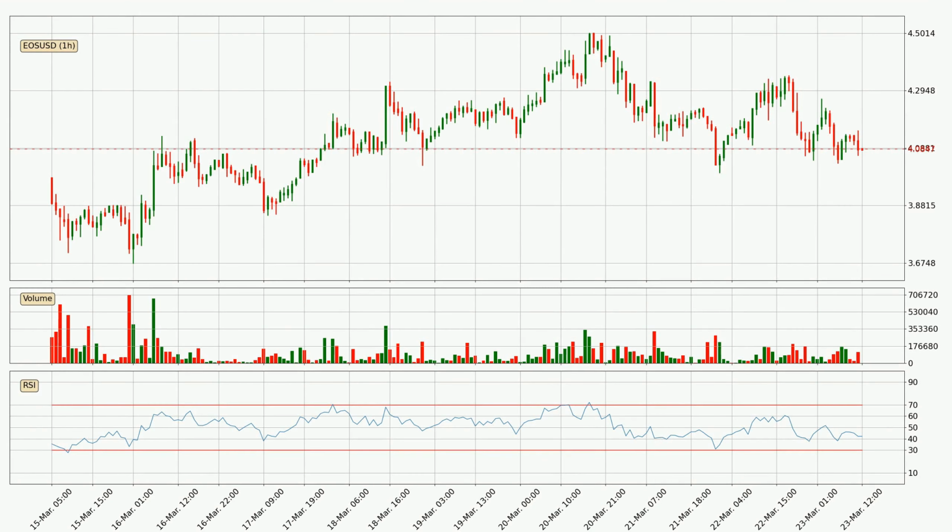Jumping to the hourly relative strength index, the current hourly RSI is at 42, so there are currently no signs of the crypto being overbought or oversold.